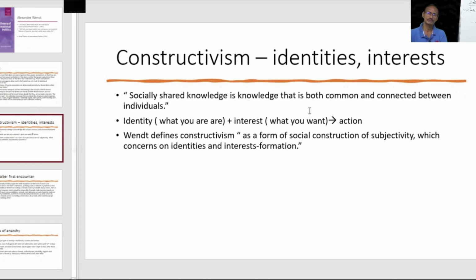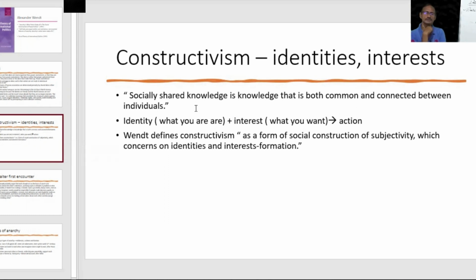If you imagine yourself as a military power, then you want to pursue this. But on the other hand, if you have a different image of yourself, then you will consider your interests also will be different. So identity plus interests lead to action. These identities are created through shared knowledge. Socially shared knowledge is knowledge that is both common and connected between individuals.